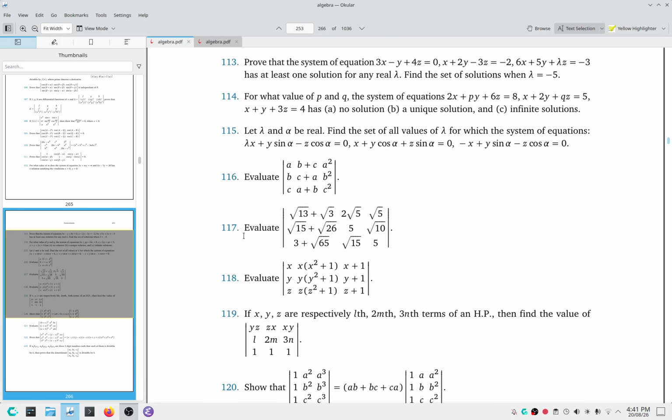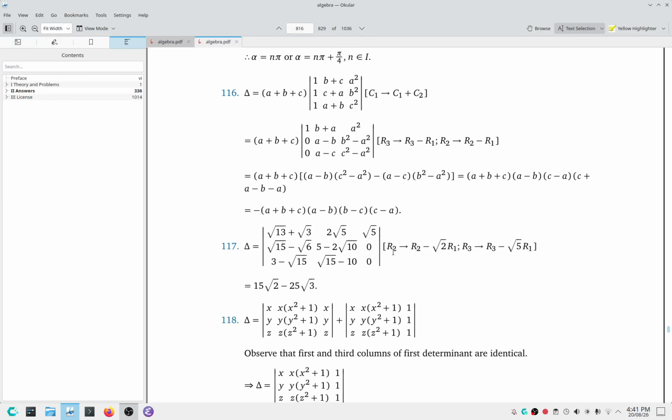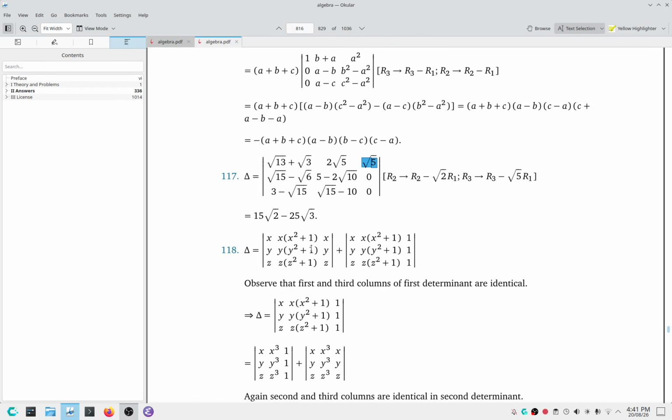Question 117 asks us to evaluate the determinant: square root of 13 plus square root of 3, 2 square root of 5, square root of 5; square root of 15 plus square root of 26, 5, square root of 10; 3 plus square root of 65, square root of 15, and 5. So here what we do is R2 equal to R2 minus square root of 2 R1 and R3 equal to R3 minus square root of 5 R1. So we get 2 zeros in the third column, and then we evaluate along the first element of the third column and we get 15 square root of 2 minus 25 square root of 3.